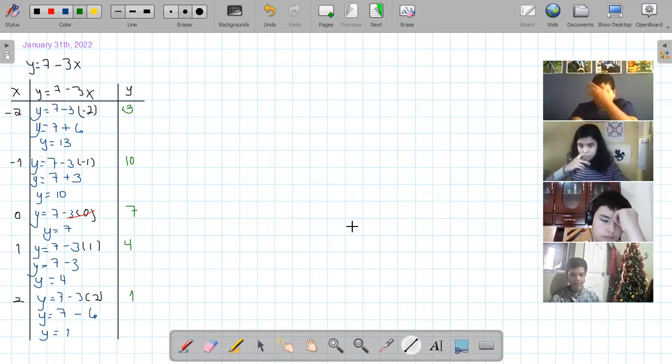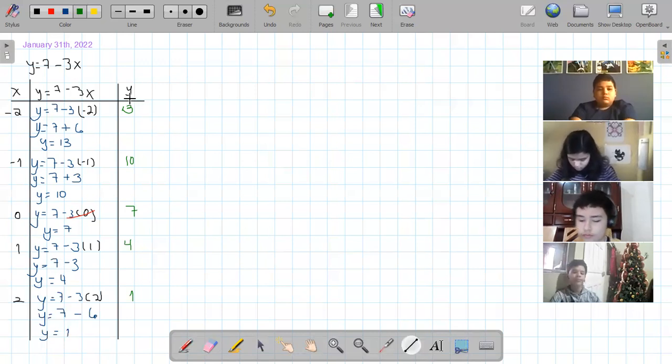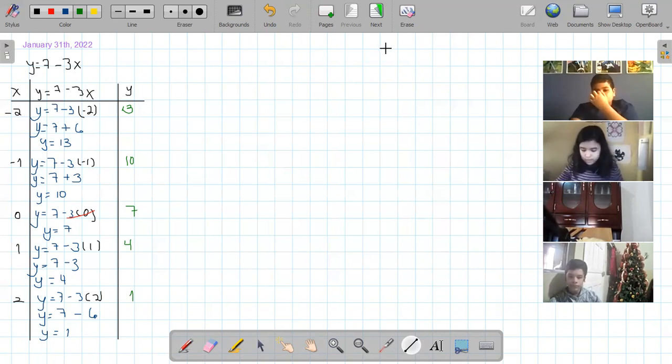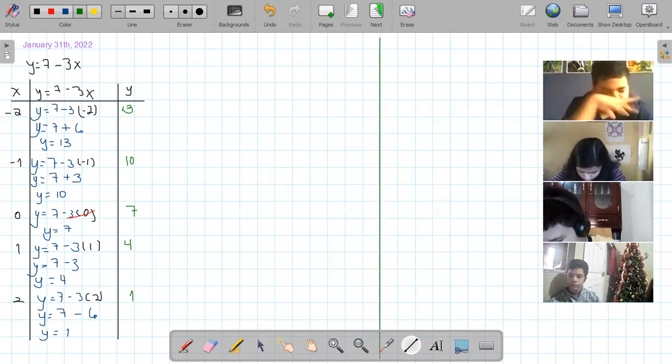Remember, we are graphing using a ruler. As you can see, they are all positives. And I need at least a positive 13 on the y. So that's what I'm going to try to have. Okay, I made it in green, so it doesn't matter.